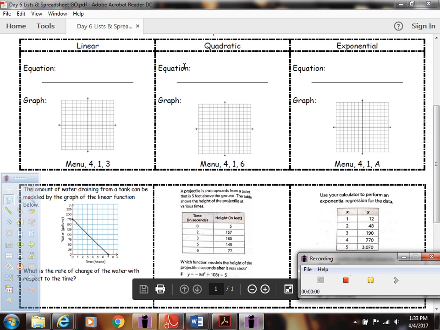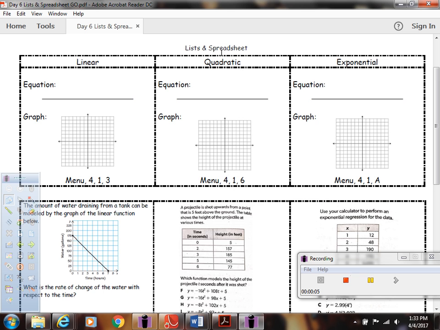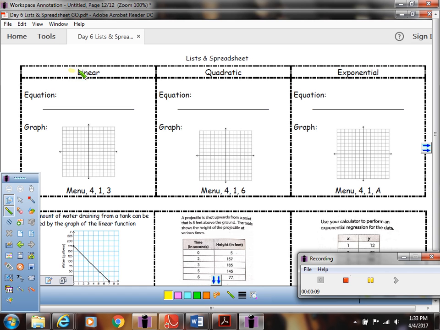Alright, so this lesson is going to help you with the List and Spreadsheet App, which is up here at the top, the title, but these are the three that you're going to be doing. Like on your STAAR test, they might want you to get a linear function, or a quadratic function, or an exponential. Those are the only three you'll be tested on the STAAR test.